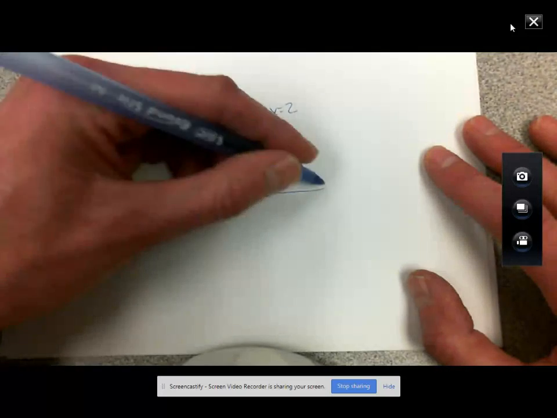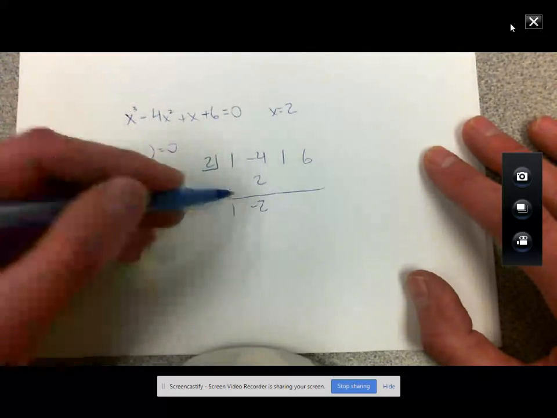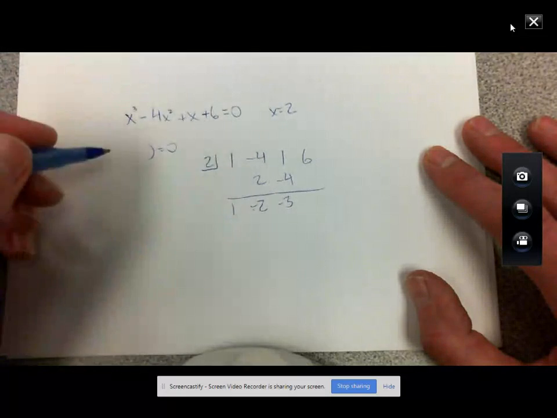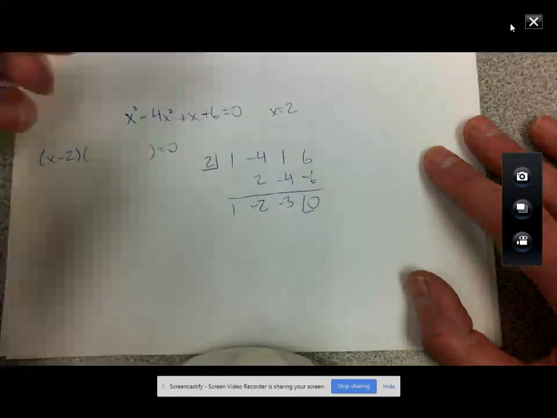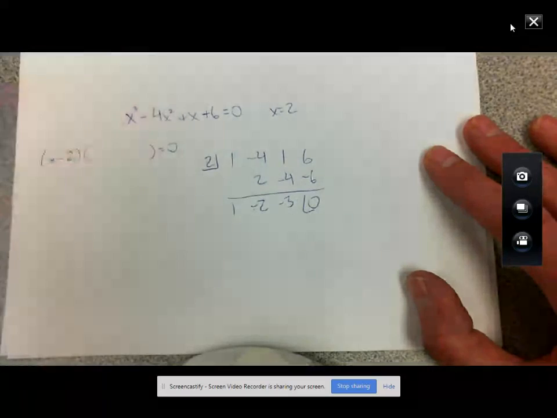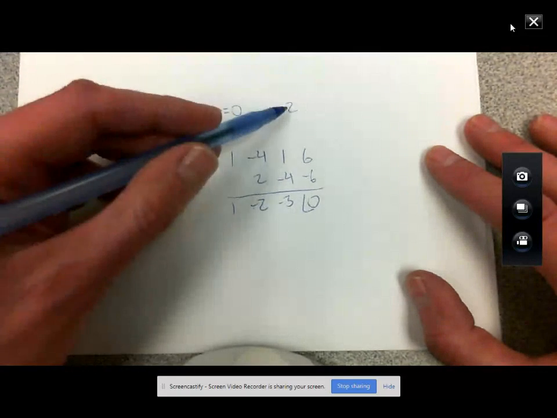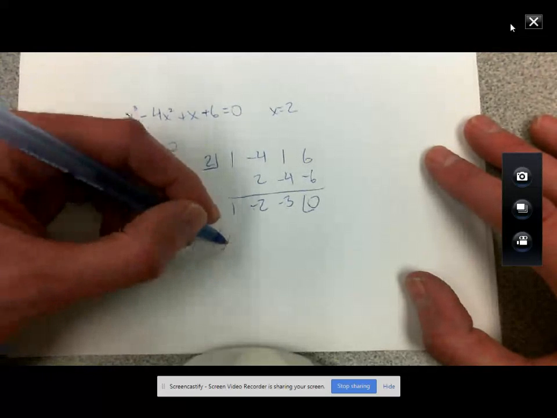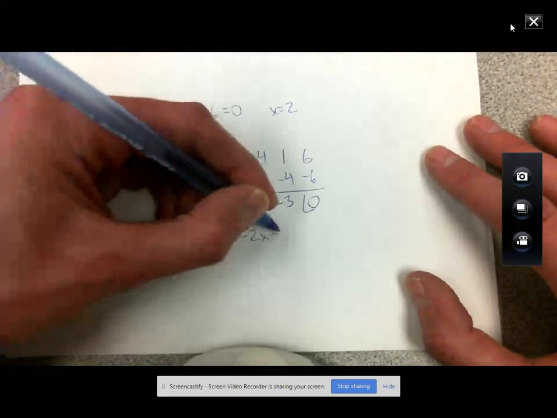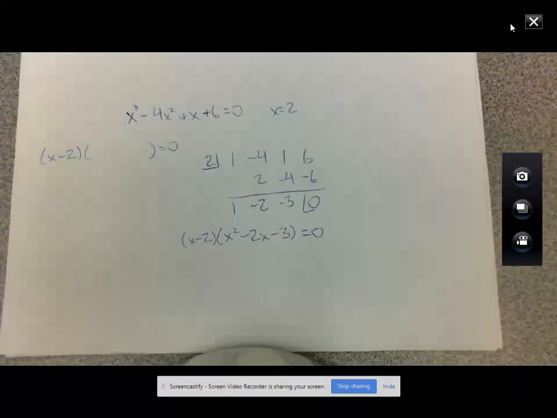So there's 2. So I bring down the 1. 2 times 1 is 2. Add these together. 2 times negative 2 is negative 4. Add those together. 2 times negative 3, negative 6. And if 2 is a solution, if you do this right, there should be a remainder of 0. That was one of the theorems that we looked at, that if the remainder is 0, then x minus r, x minus 2 in this case, is a factor. So we've got then x minus 2, and we've got x squared minus 2x minus 3 as my factors equals 0. So I've divided and factored out an x minus 2.